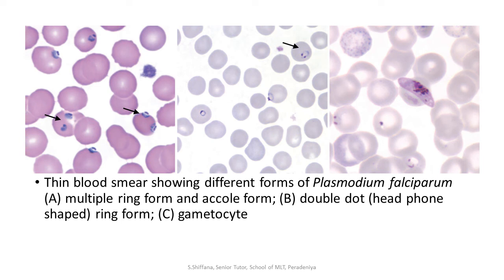Here you can see the actual picture of the parasite. Here the falciparum species, different stages you can see. In the first picture you can see multiple ring stages and an accole form. In the second one you can see the double chromatin stages. Then in the third one you can see the gametocyte. I think this is the female gametocyte, with the pointed end, and the nucleus very compact.